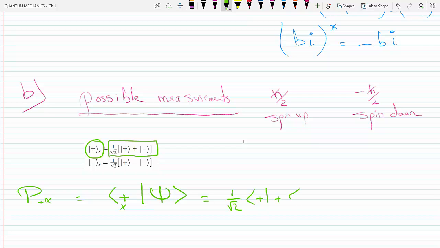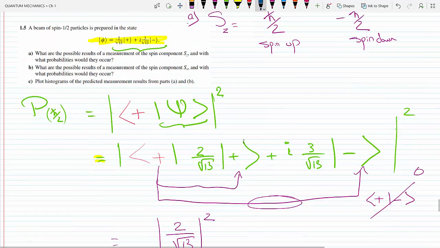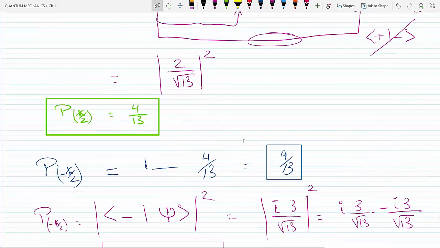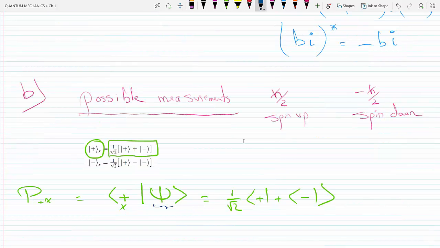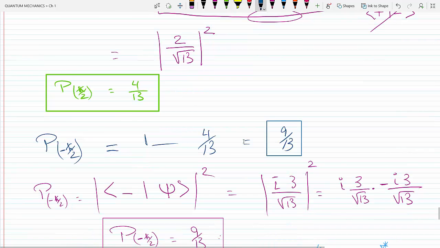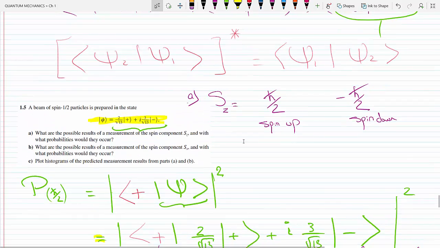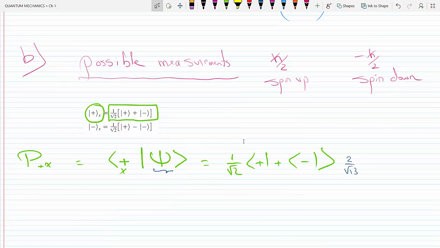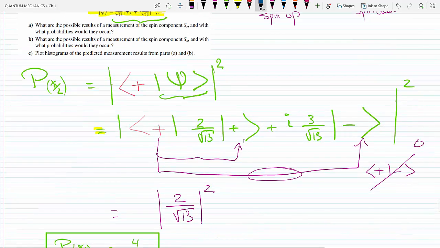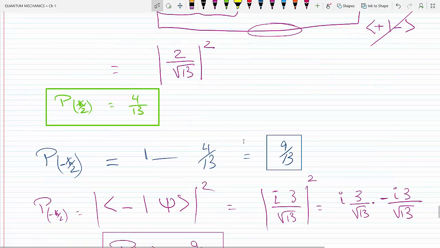plus spin down, and then now for psi you just plug in psi. Psi is the state you're in, 2 over root 13, and then i 3 over root 13.